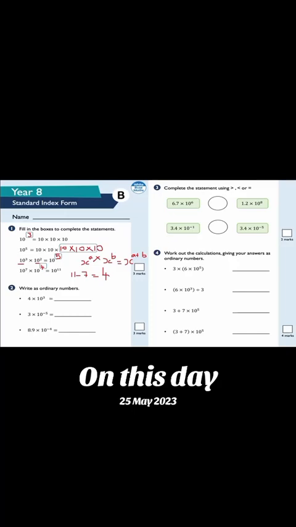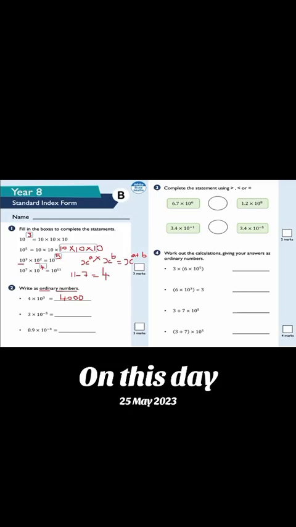Question number 2, write as ordinary numbers. Ordinary numbers just mean normal numbers, like the number 1 or 10 or 1,000. 4 times 10 cubed. Well, 10 cubed is 10 times 10 times 10, which is 1,000. 4 times 1,000 is 4,000. So 10 cubed means 10 times 10 times 10, which is 1,000, and 4 lots of 1,000 is 4,000.